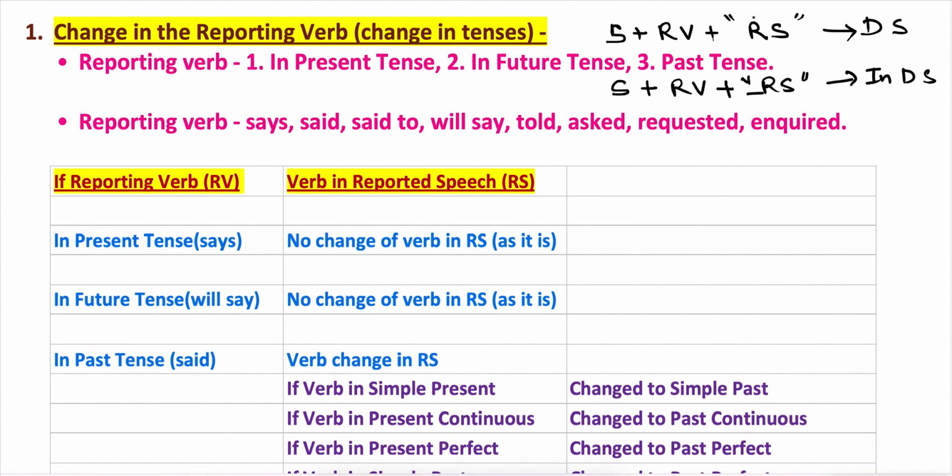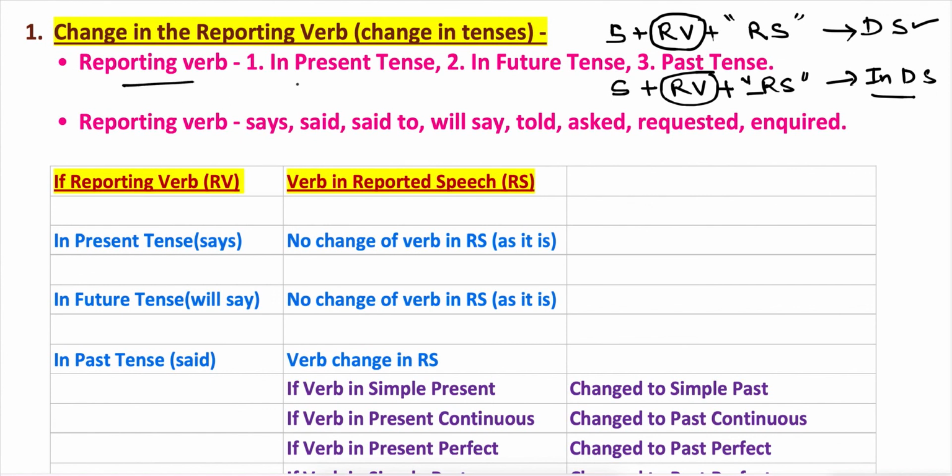So what is the main condition on the basis of which we can convert a direct speech into indirect speech? The main thing which plays the main role is the reporting verb. The reporting verb is very important. The tense of the reporting verb decides how the speech will be in the indirect speech format. So we need to focus on the reporting verb tense.